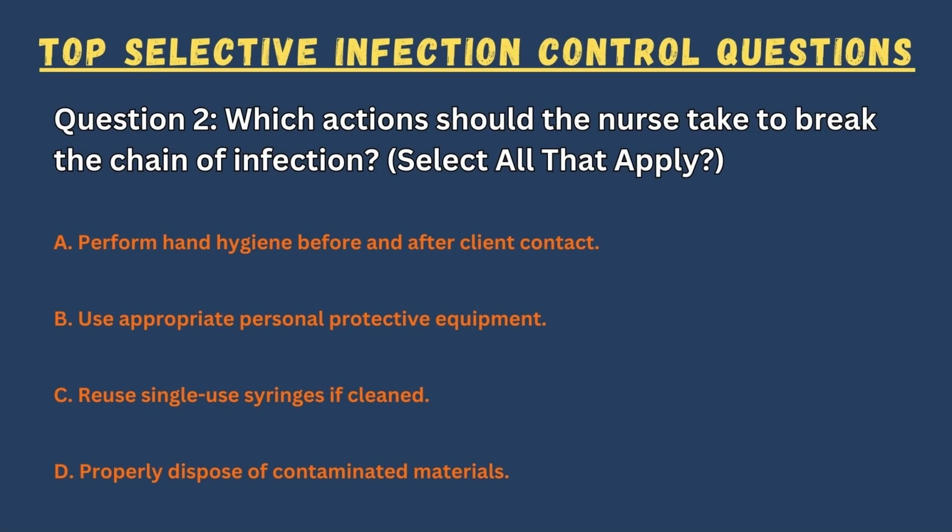Question 2. Which actions should the nurse take to break the chain of infection? Select all that apply. A. Perform hand hygiene before and after client contact. B. Use appropriate personal protective equipment. C. Reuse single-use syringes if cleaned. D. Properly dispose of contaminated materials.